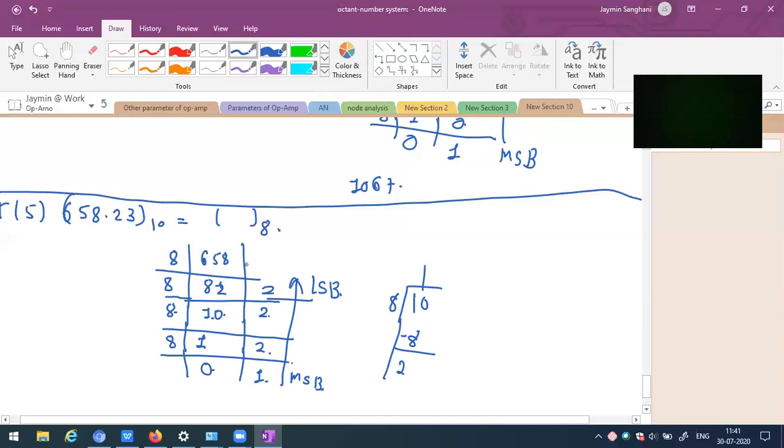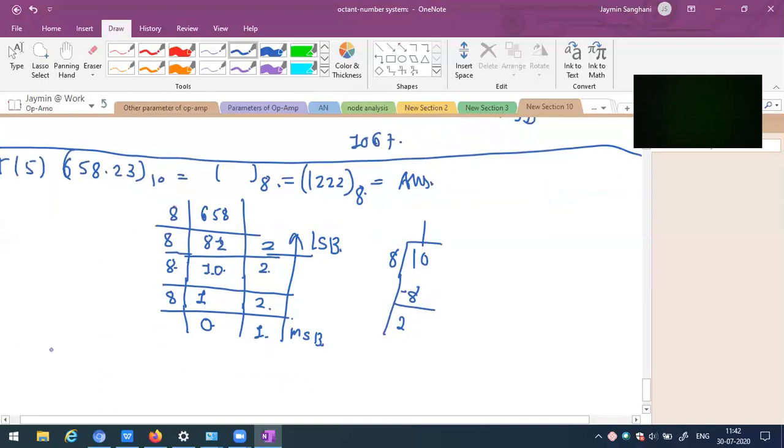So answer is 1222. Answer is 1222. That is converted into the octal number. But still here 0.23 is present. So 0.23 can be multiplied with the base.